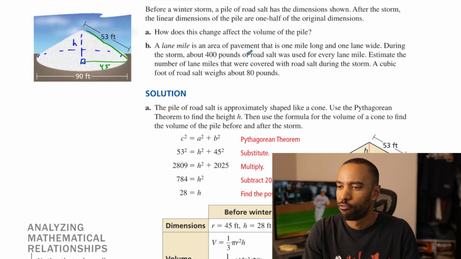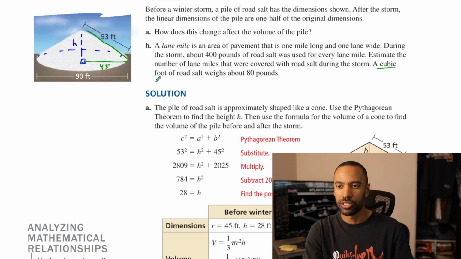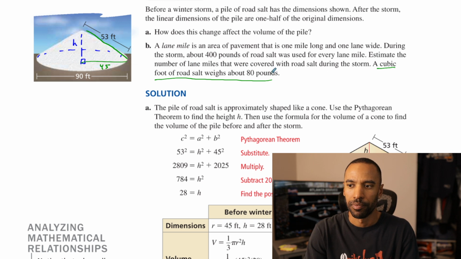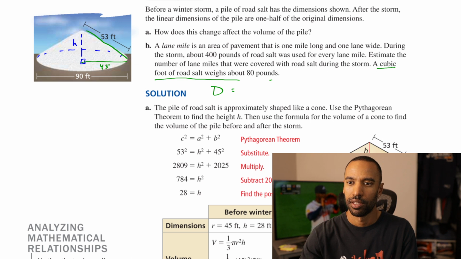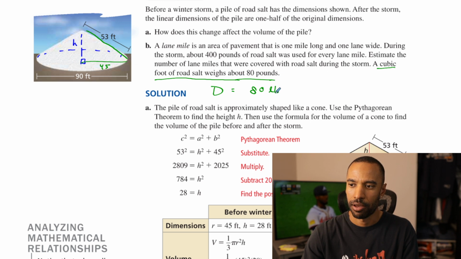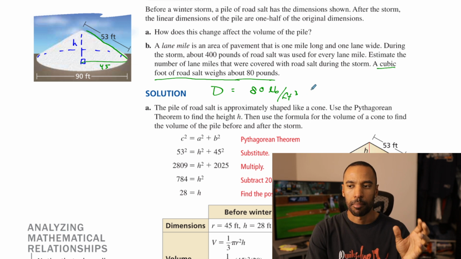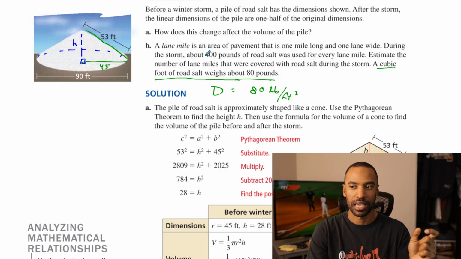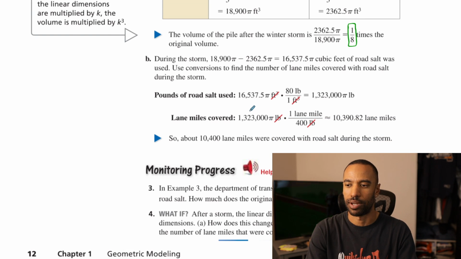So during the storm, 400 pounds of road salt was used for every lane mile. Now, here's your density: 80 pounds for a cubic foot of road salt. So that's the density portion, 80 pounds per 1 cubic foot. Mass over volume, right? We have 400 pounds of salt. We have that mass. We're going to use that mass with this to come up with the overall volume of it. So, okay, let's go down to that now.